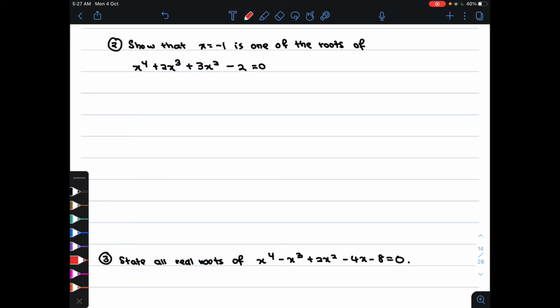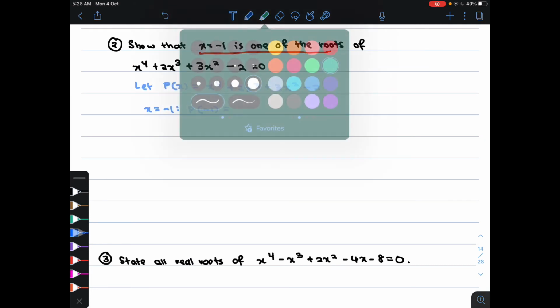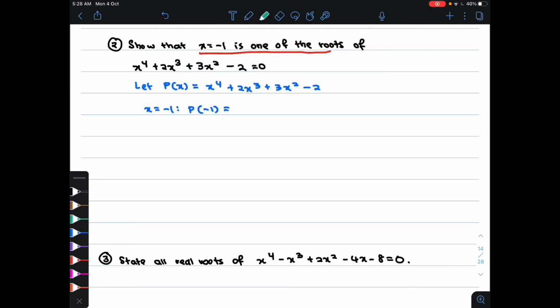For the second question, we need to show that x equal to 1 is one of the roots of this equation. So note that we are not given p(x), so we need to find p(x). And it comes from this equation. So make sure you get something equal to 0 first. Therefore, this one will become your p(x). So now just substitute x equal to negative 1 into p(x). And you'll get 0. And hence we can make the conclusion.